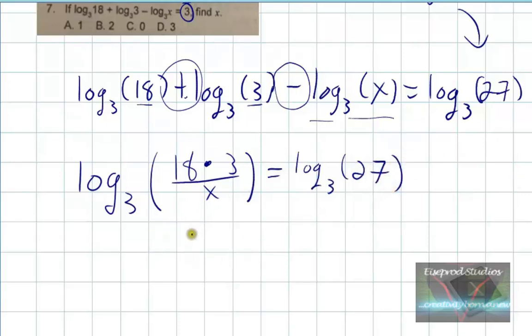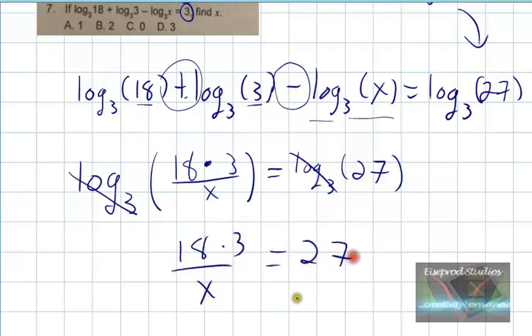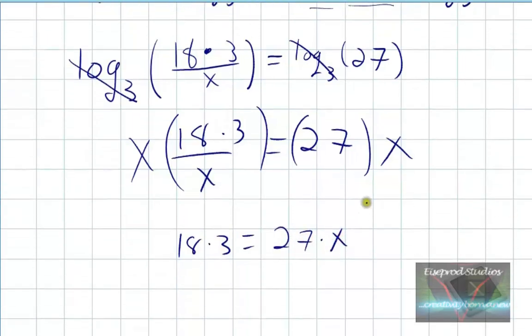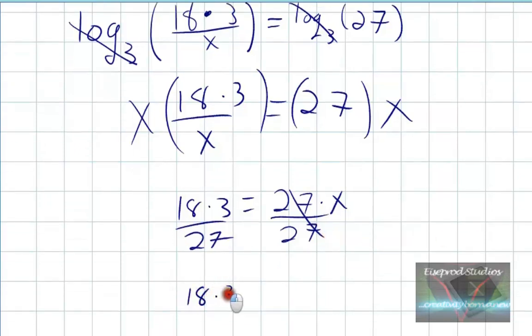So now what do we do? Well, actually now we can just go ahead and get rid of the log base 3. Because since they are the same base, it's just negligible at this moment. So we can do 18 times 3 over x is equal to 27. Now it's much simpler. I'm just going to multiply by x on both sides. So I get 18 times 3 is equal to 27 times x. And then I'm going to divide by 27 on both sides. And I get 18 times 3 over 27 is equal to x.